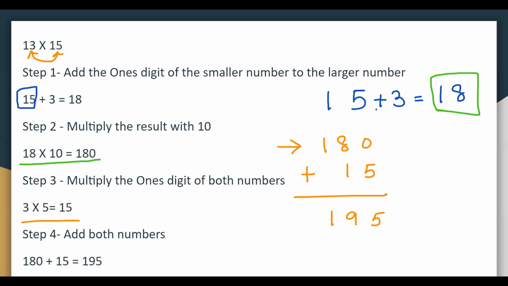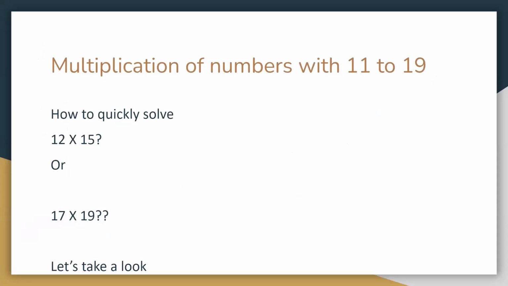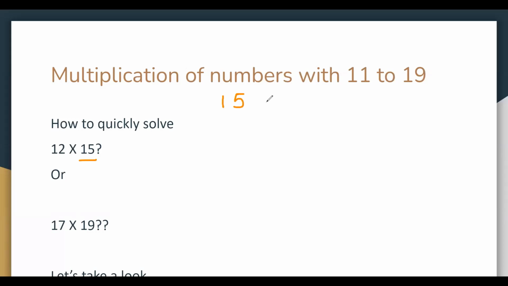Now let's come back and try this question. 12 times 15. So here the bigger number is 15. We take 15 and add the 2 to the 15 because 2 is the smaller number's ones digit, 12 is lesser than 15. So we get 17. What is our second step? We multiply the 17 with 10. So we get 170.